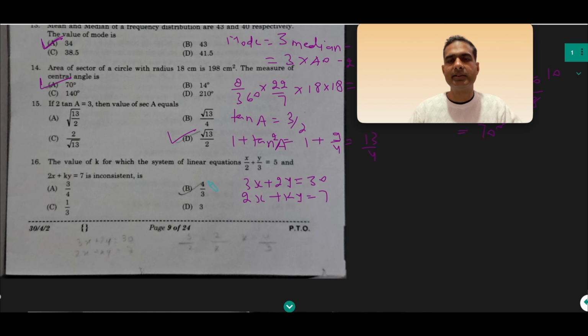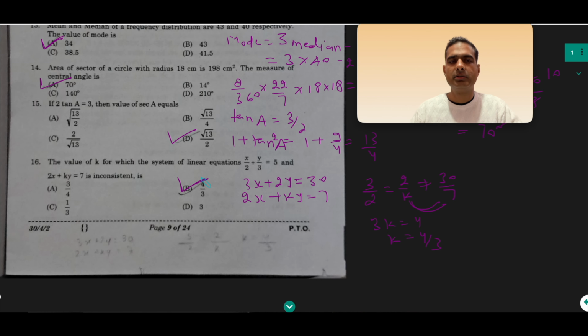The system is inconsistent, so we know the condition for inconsistency: a1 by a2 is equal to b1 by b2 is not equal to c1 by c2. By applying that, we can say 3 by 2 will be equal to 2 by k, will not be equal to 30 by 7. If I take the first two ratios, we can say 3k will be equal to 4, so k will be equal to 4 by 3. If I substitute k equal to 4 by 3, we can see that these two ratios are again not equal. So k equal to 4 by 3 will be our answer.